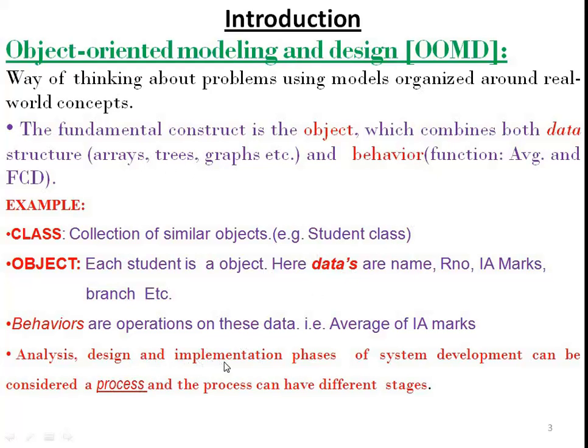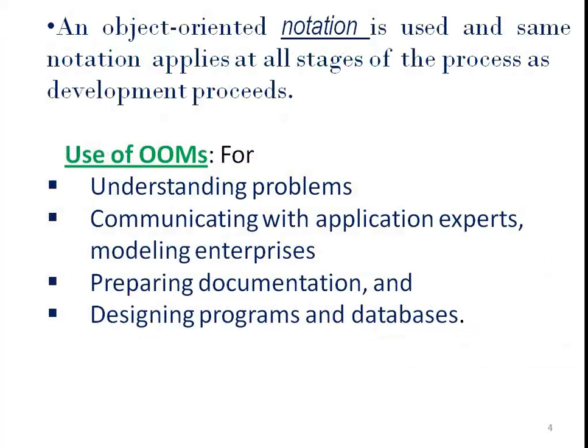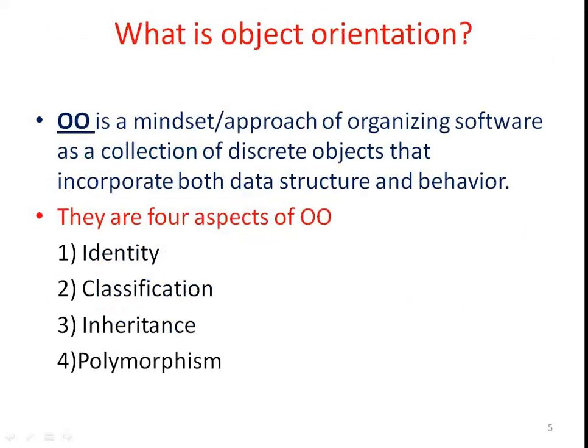The analysis, design and implementation phases of system development can be considered as a process and can have different stages. Object-oriented notation is used, and the same notation applies at all stages of the software development process. The uses of object-oriented modeling are understanding the problems, communicating with the application experts, modeling the enterprise, preparing documents, and designing programs and databases.